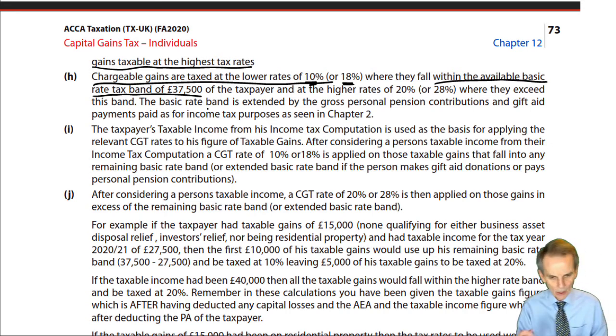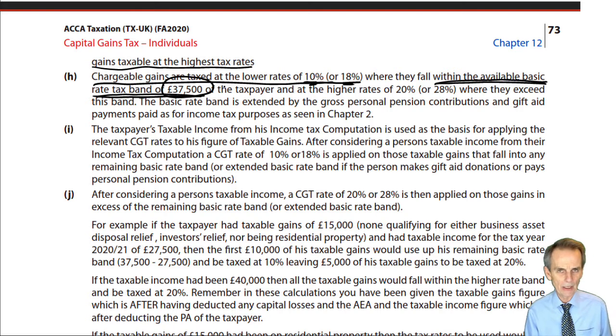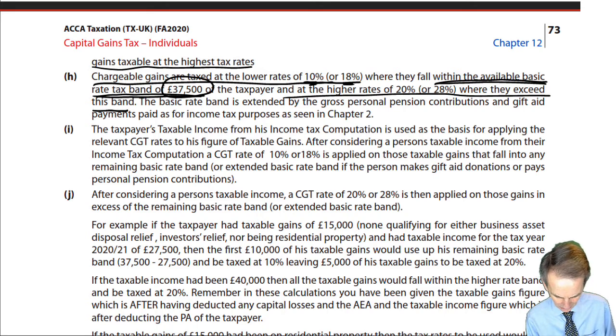But if we're talking other assets or residential property in any given year, we don't have any of those preferential rates. What we've got to do is to use either the 10% or 18% or 20% or 28%, depending on what rate of tax band we are in, based on a threshold of the income tax computation. So what have we got? Chargeable gains are taxed at the lower rates, 10 or 18, if they fall within the available basic rate band, which we know, of course, our basic rate band limit of £37,500. The taxpayer, and at the higher rates of 20% or 28%, where they exceed this band. So they fall into the higher rate band or above.